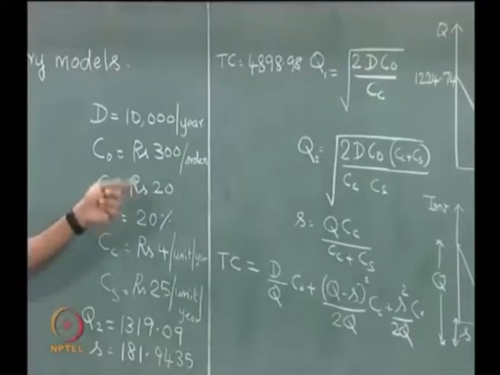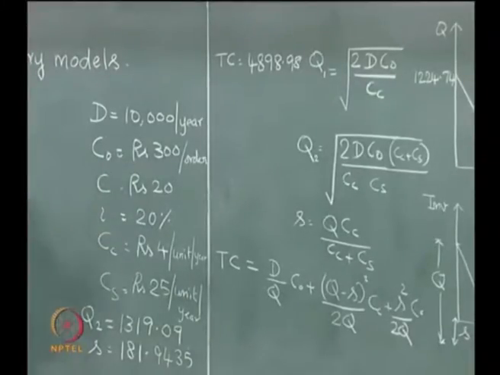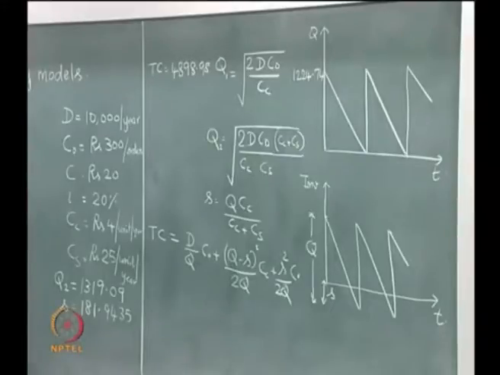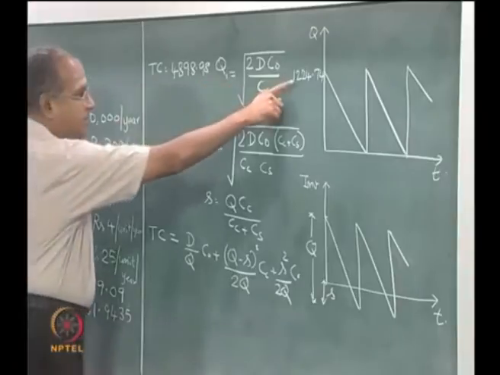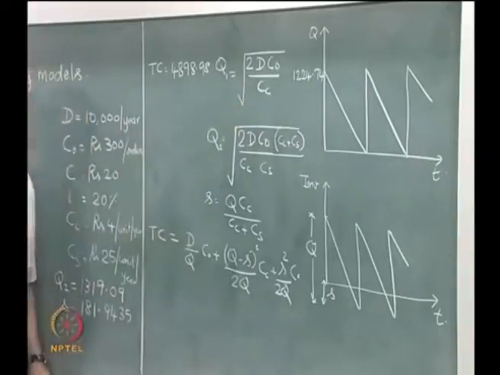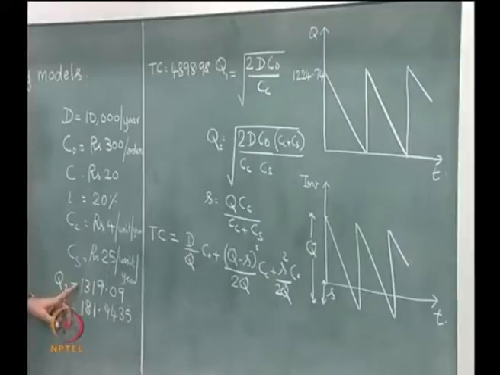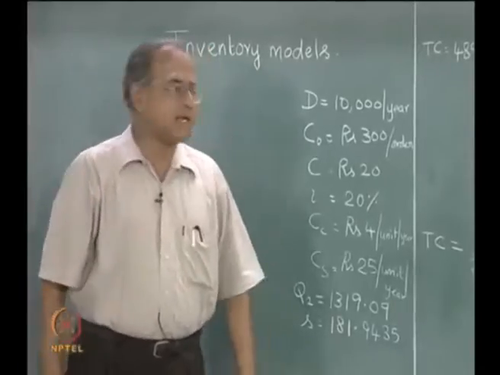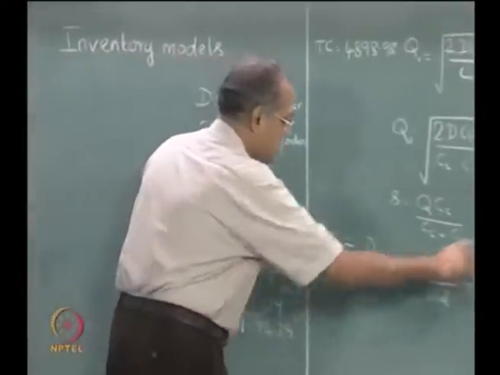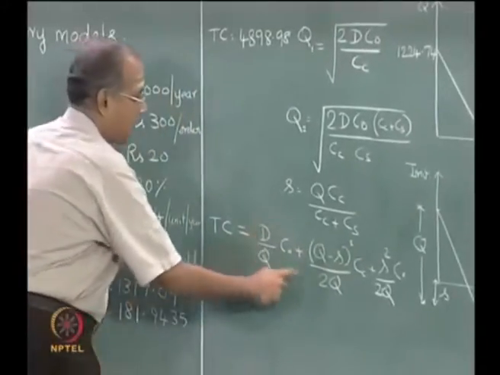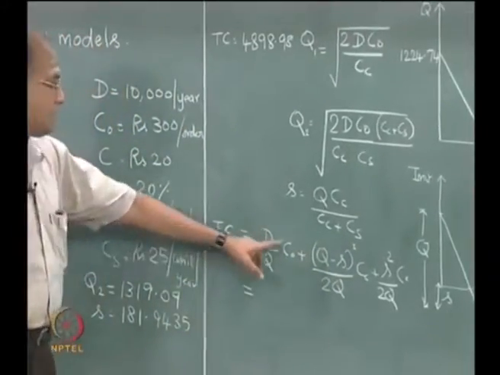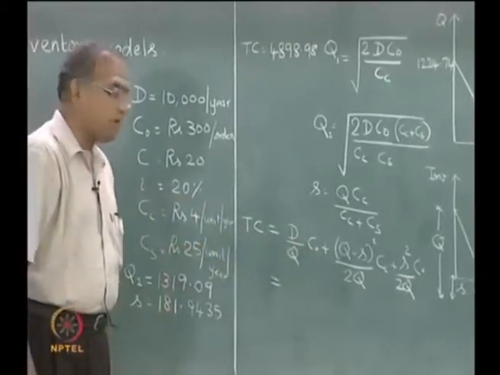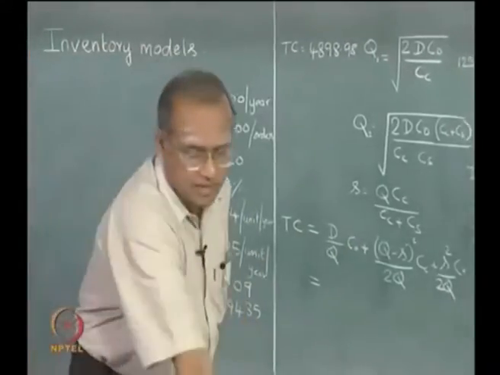So, let us also try and find out what happens when the back ordering is allowed and C S is introduced. Already we have seen that the order quantity increases from 1224.74 to 1319.09. A back ordered quantity of 181.94 is allowed, and let us calculate the total cost based on this. So, this component would give us 10,000 into 300 divided by 1319.09.